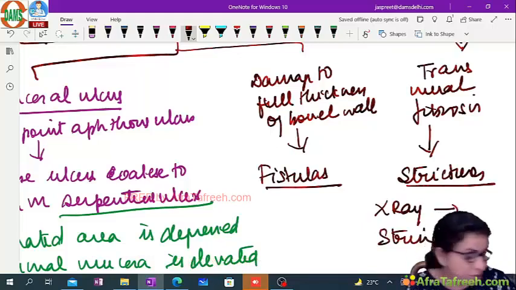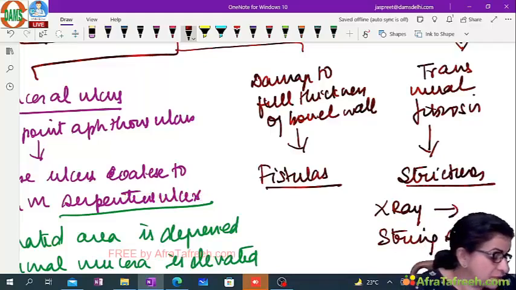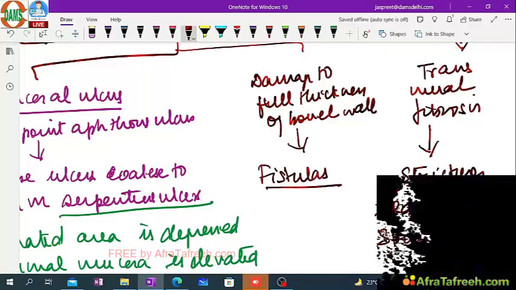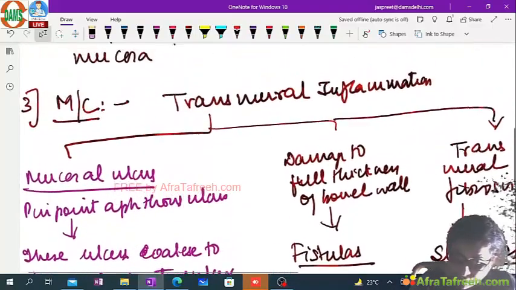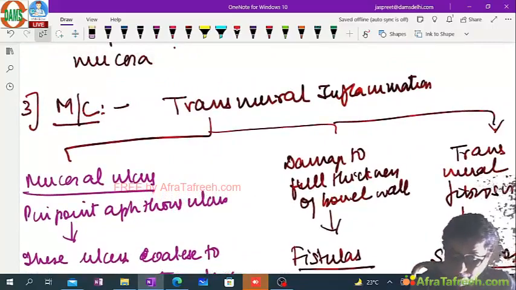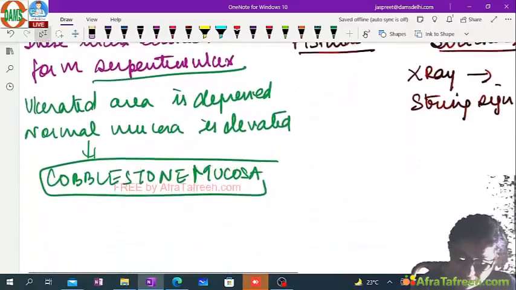So we'll just see a picture. That produces string sign on radiology. Okay. And on microscopy, you are seeing transmural inflammation, and because of this transmural inflammation, all these things are happening.